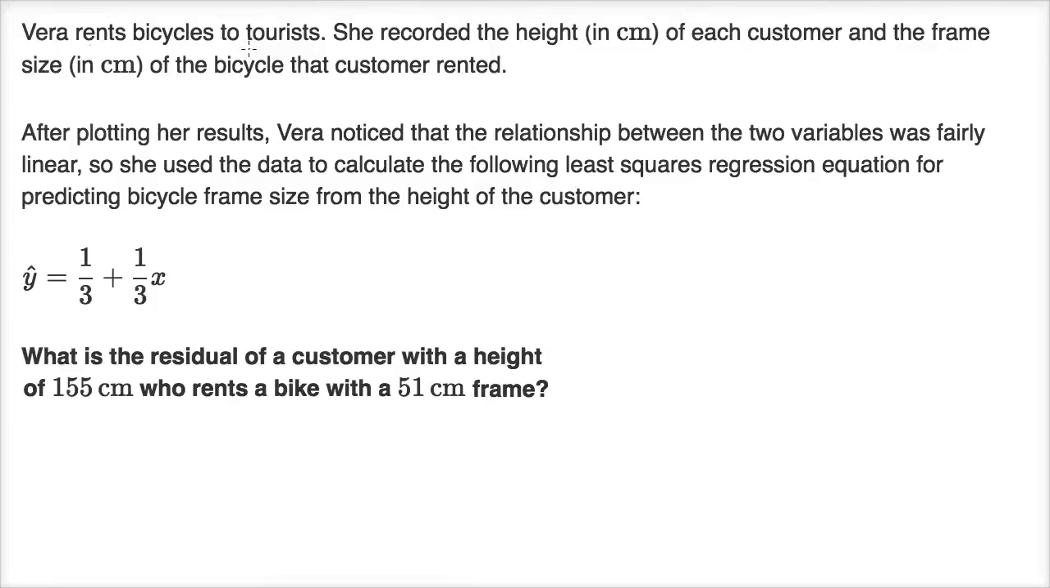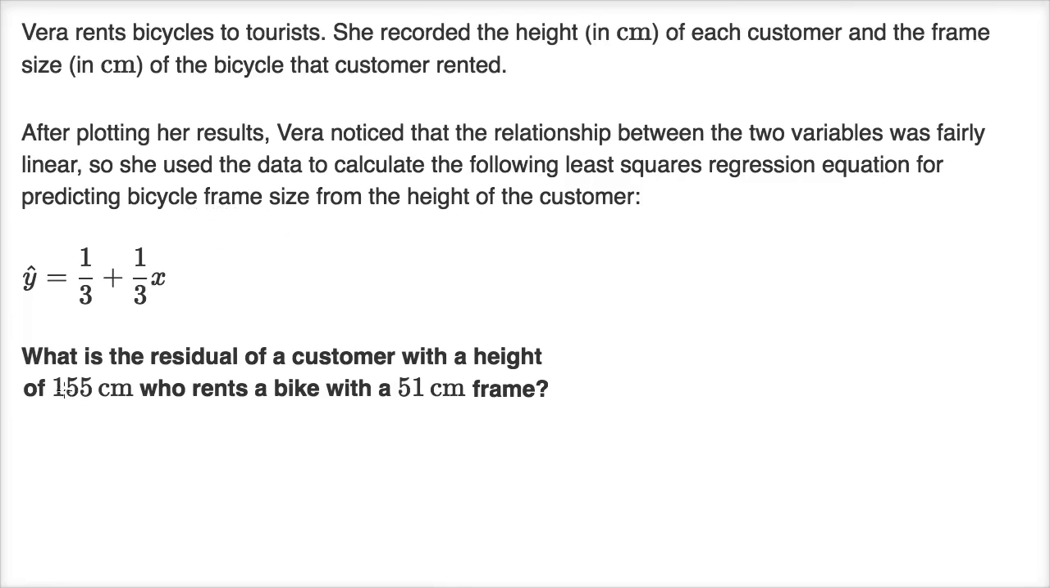Vera rents bicycles to tourists. She recorded the height in centimeters of each customer and the frame size in centimeters of the bicycle that customer rented. After plotting her results, Vera noticed that the relationship between the two variables was fairly linear, so she used the data to calculate the following least squares regression equation for predicting bicycle frame size from the height of the customer. And this is the equation.